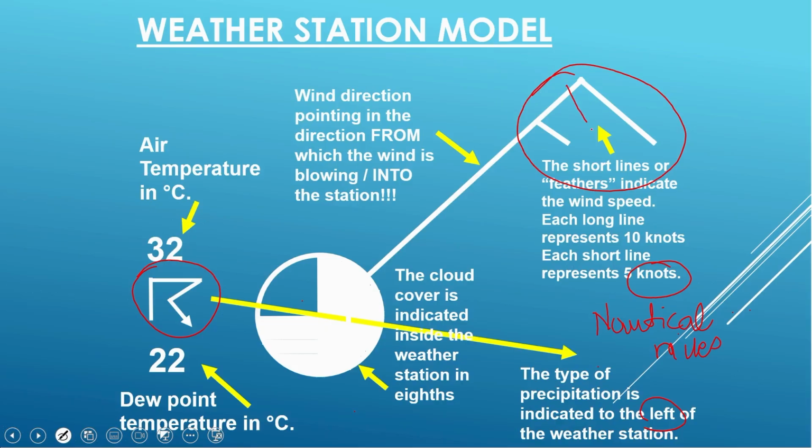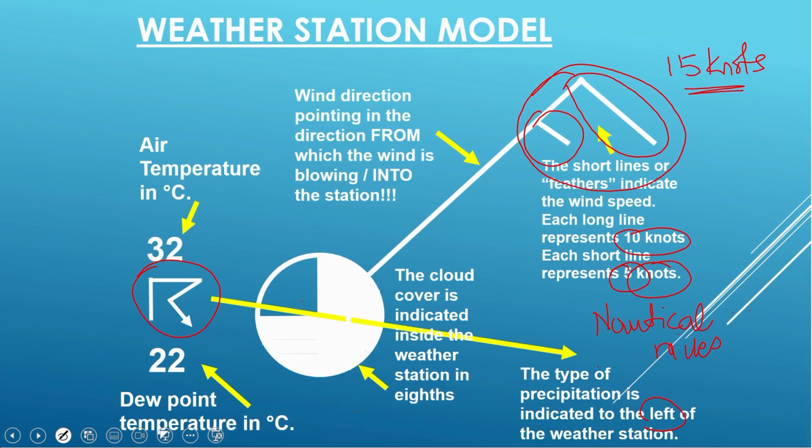So the long one here will represent 10 knots, okay? So that is 10 nautical miles. And the short one here will represent 5 knots, okay? So if we were to talk about the wind speed in this model, the exemplar that we are using, this one will be 15 knots, okay? Or 15 nautical miles, okay?